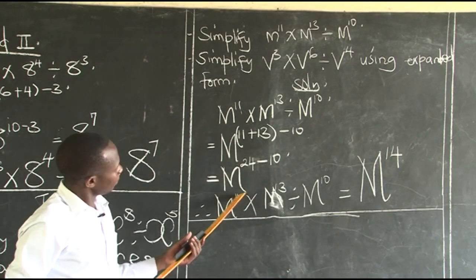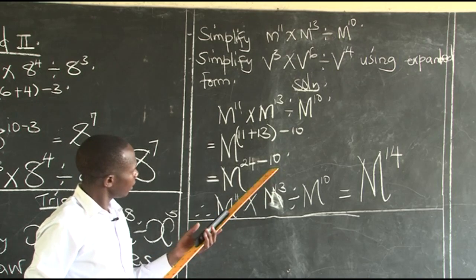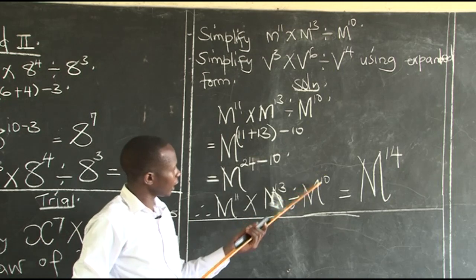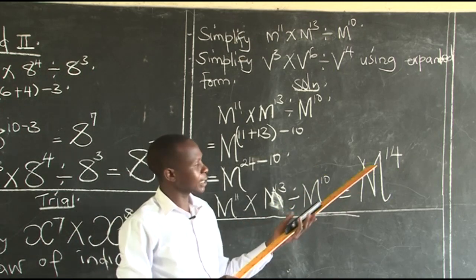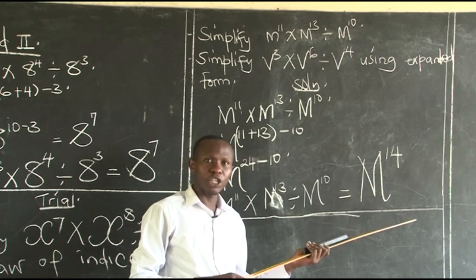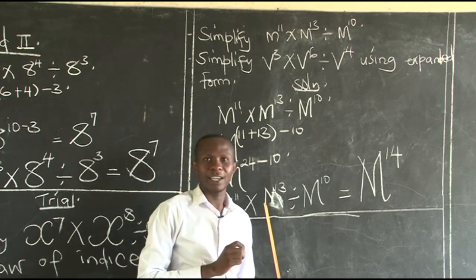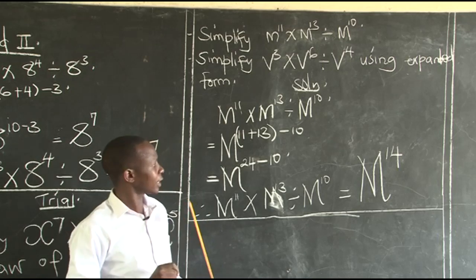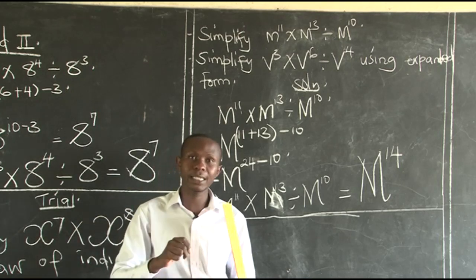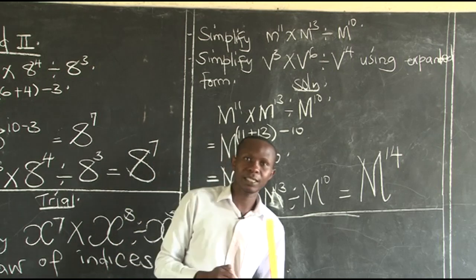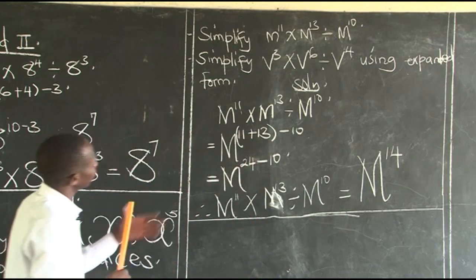So m to power 11 times m to power 13 divided by m to power 10 will give us m to power 14. If you have m to power 14 as your answer, give it a tick. And that is marvelous. Keep it up. Then let's come to the next number.